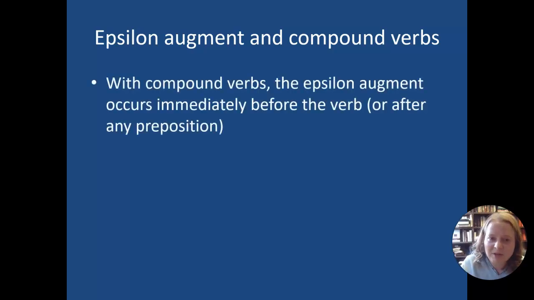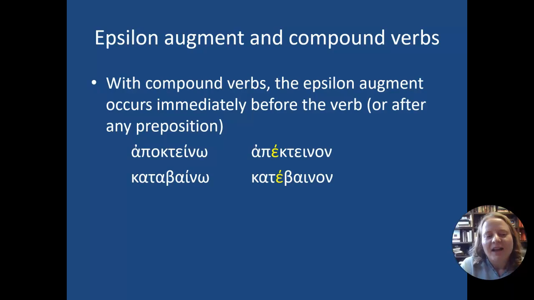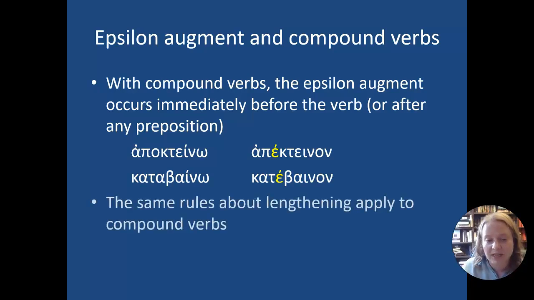When it comes to compound verbs, so verbs that have a preposition kind of at the front, so you've learned a bunch of these, that epsilon doesn't go at the very, very beginning, it goes in the middle. So you're going to have to look around for it a little bit. Again, if I see a preposition at the front, I'm going to look in the middle. Apokteino means I kill, and so apekteinon, I was being killed. Katabaino means to go down, I go down. But katebainon means I was going down, so you were descending for a long period of time.